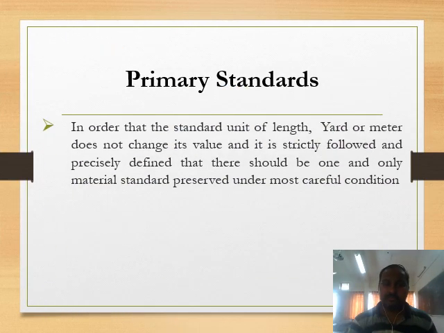Coming to the first, what is a primary standard? In order to define the standard unit of length, a yard or a meter must not change its value and must be strictly followed and precisely defined. There should be one and only one material standard, preserved under the most careful conditions, whether it is a yard or a meter. A standard primary bar, for example a meter bar, is kept in BIS Paris. Similarly, the yard is also maintained in a laboratory.